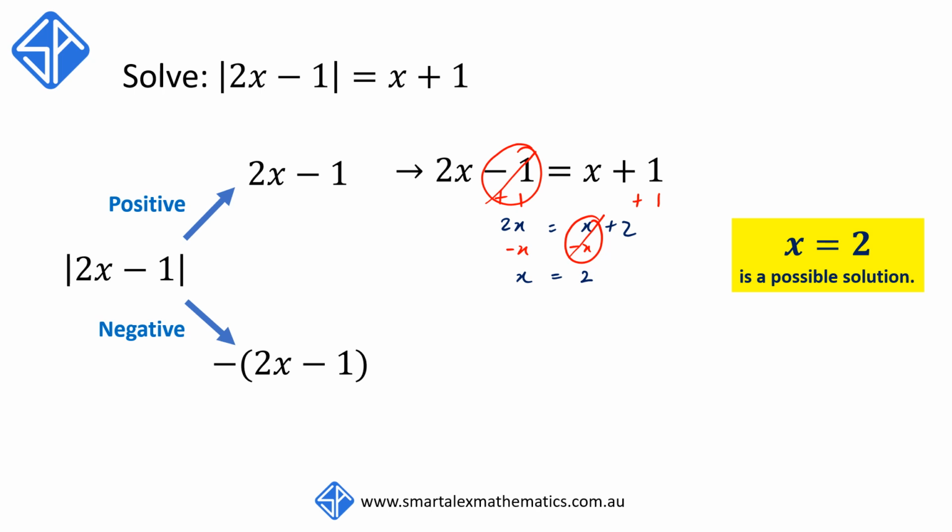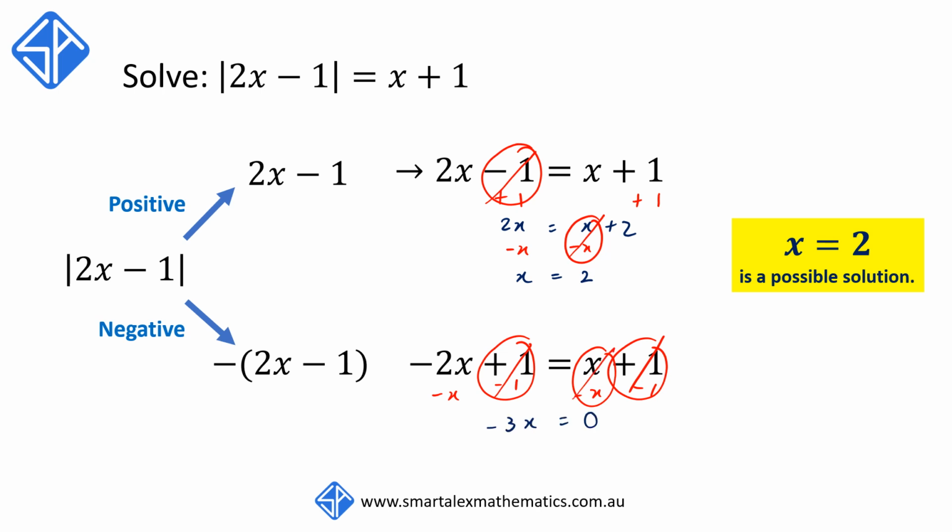Next, we're going to look at the negative possibility. If 2x minus 1 is negative, we're going to be solving the equation negative 2x plus 1 is equal to x plus 1. So I'm going to first subtract 1 from both sides, and this cancels out the 1 on both the left and the right hand side. Then I'm going to subtract x from both sides as well. This cancels out the x on the right, giving us negative 3x is equal to 0. Then dividing both sides by negative 3, we get x is equal to 0. So again, x is equal to 0 is another possible solution.